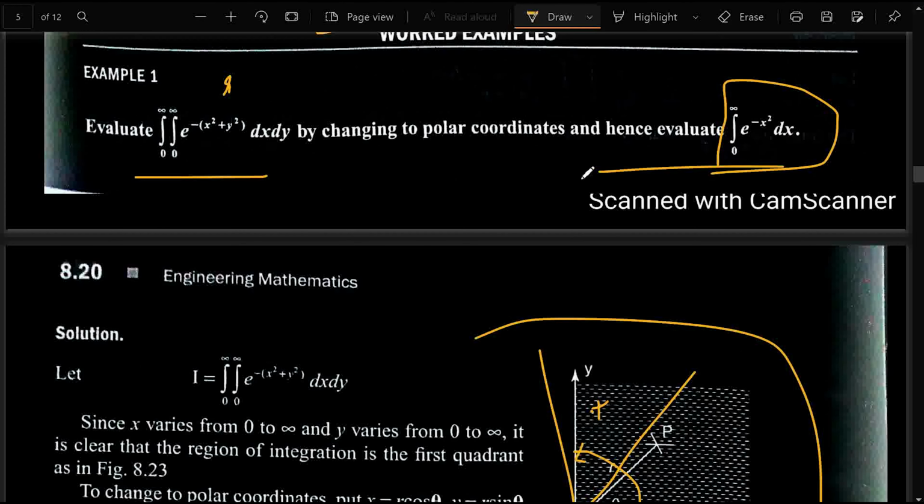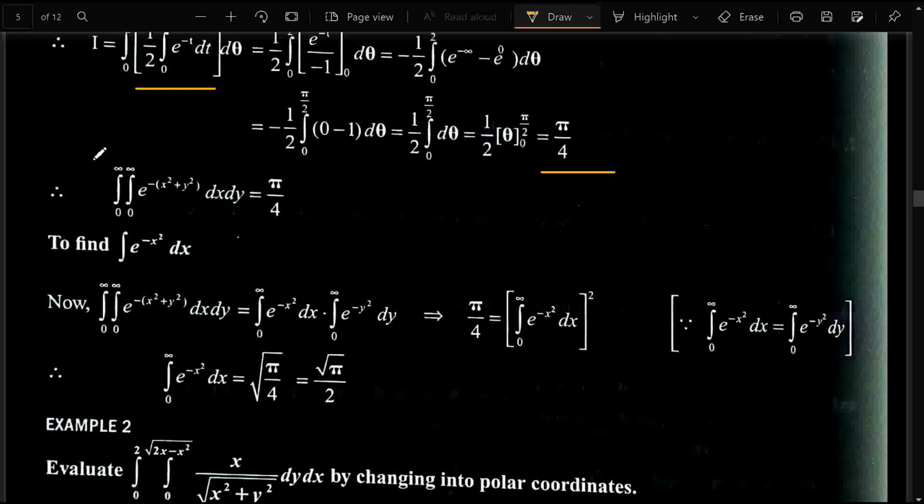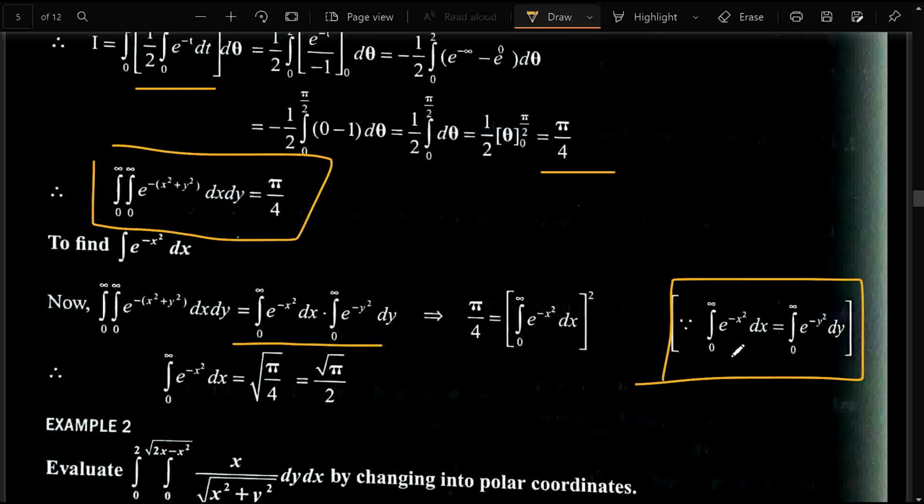How to evaluate this? Let's see. So we have this, and if we simplify it, we get this. How can we separate this? Because the limits are the same, we can separate it. After separating it, these two are equal. Why are these two equal? Just the variable is different. If you integrate and apply the limits, because the limits are the same, you get the same answer. That's why the two are the same.